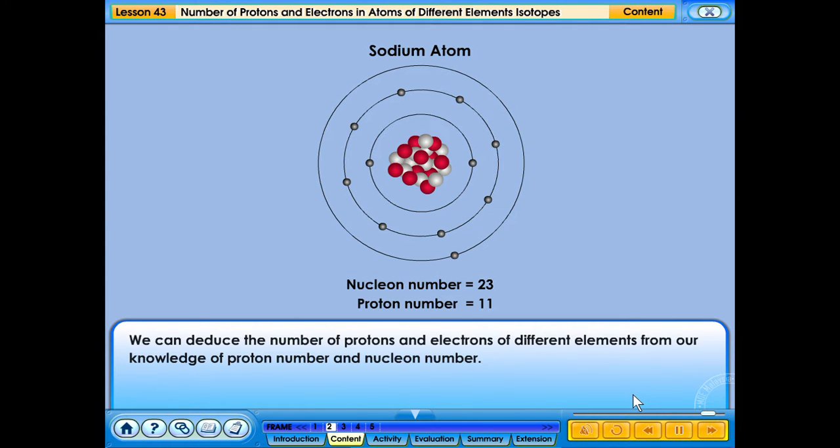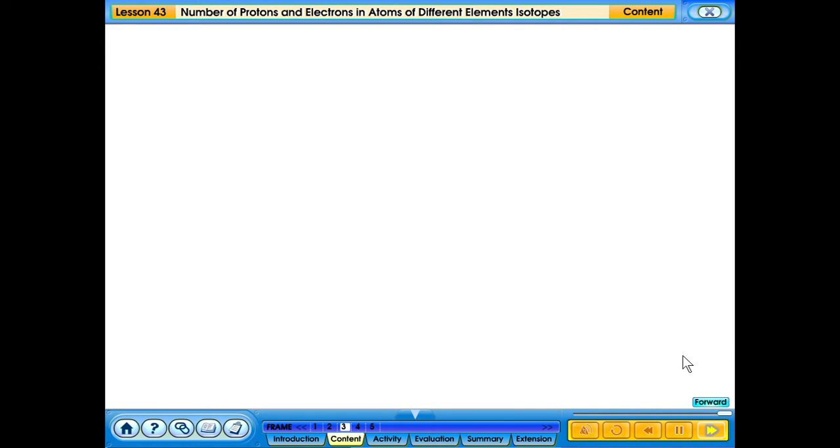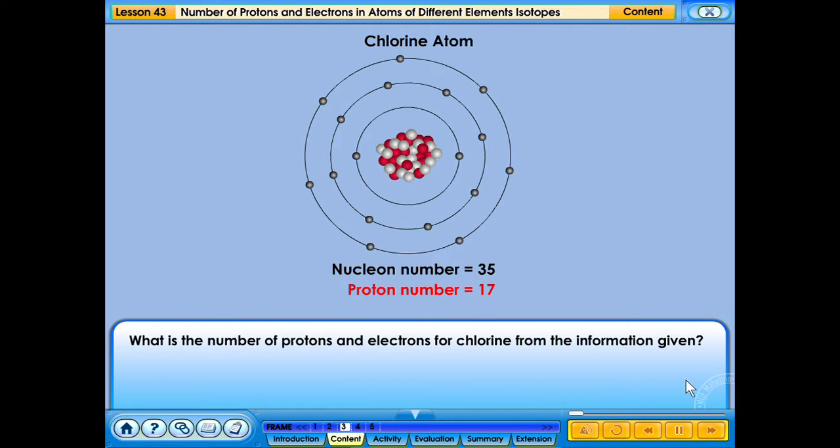We can deduce the number of protons and electrons of different elements from our knowledge of proton number and nucleon number. What is the number of protons and electrons for chlorine from the information given? The number of protons and electrons are the same, which is 17.